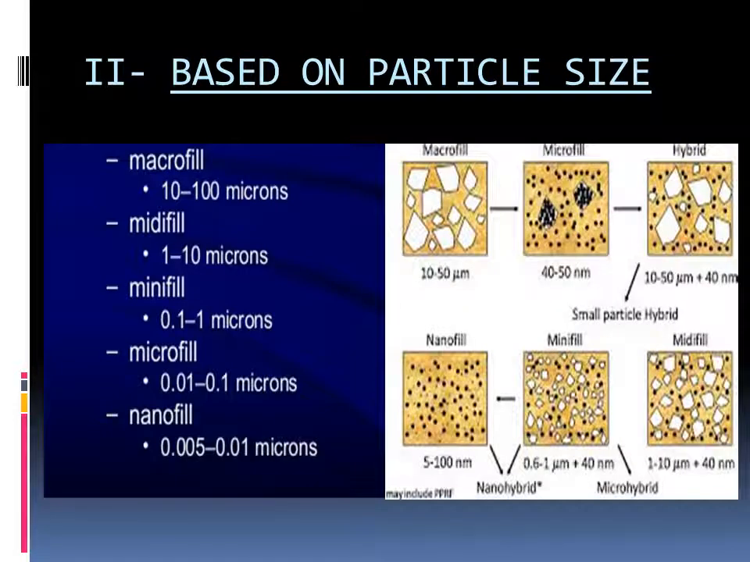repairs, and now the other classification, which is the newer classification, is based on the particle size. So according to the particle size, composite may be classified as macrofilled, in which the size is about 10 to 100 microns, midi-filled, which is 1 to 10 microns, mini-filled 0.1 to 1 micron, microfilled 0.01 to 0.1 micron, and nanofilled 0.005 to 0.01 microns. And you can see from the diagram on the right that this is showing the filler sizes and their shape as well. Now you can see that from macro to nano the size is decreasing considerably as we are going into the nanoscale.